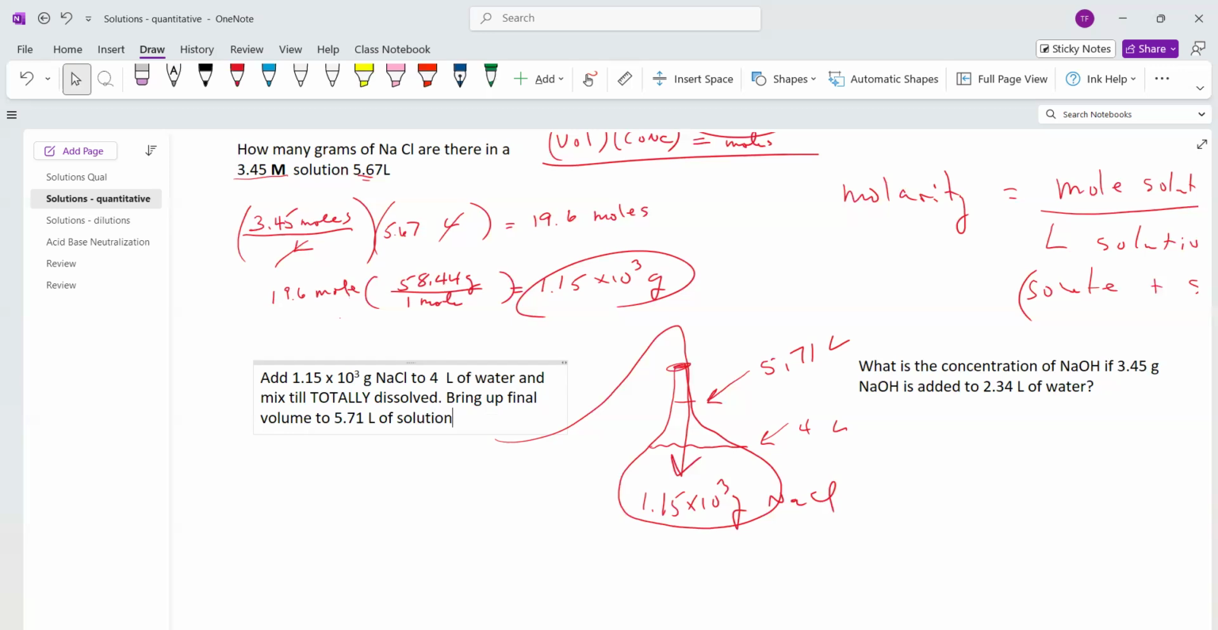Okay, so we'd add so many grams of sodium chloride to 4 liters of water. It could be 3, it could be 2, 1. It doesn't really matter. You need enough water, though, to have it totally dissolved. You cannot have any left over. It's got to be totally dissolved. It's very important. Okay, and then you're going to totally dissolve it. You're going to swirl it around. You're going to warm it, cool it back down to the original temperature, whatever you have to do to get it dissolved. Then you're going to bring up the final volume to 5.71.